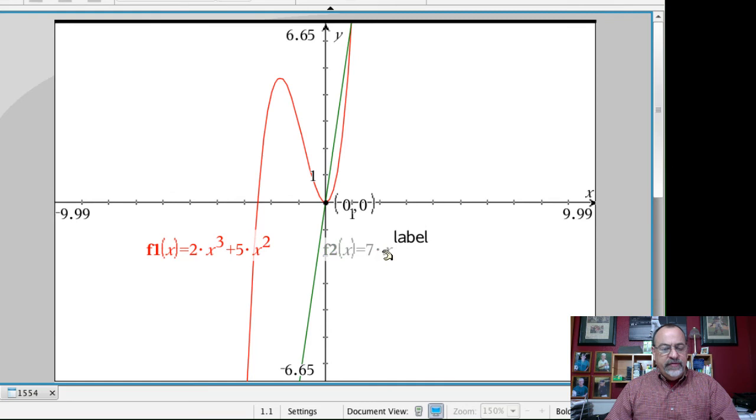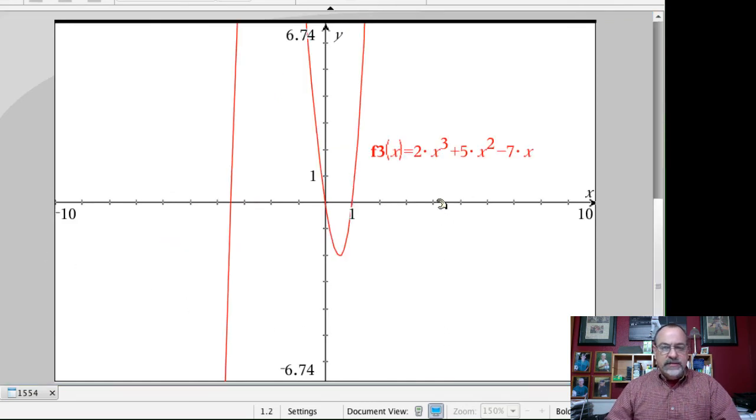However, if I move the 7x to the other side and set it equal to 0, my graph looks like this: 2x cubed plus 5x squared minus 7x. I know this is equal to 0, so I'm only looking for where it crosses or touches the x-axis. And you'll notice I can see all 3 points in a window that's only a 10 by 10 on my x-axis and only a 6 by 6 on my y-axis. So by putting everything to one side and looking for the zeros of the function, it makes it a little bit easier to see, because sometimes those intersection points can be pretty far out.